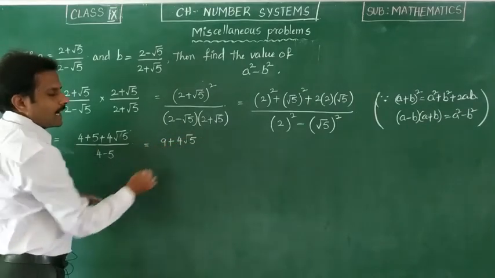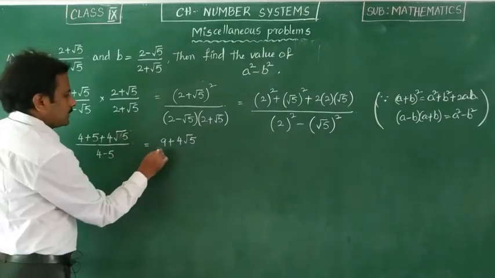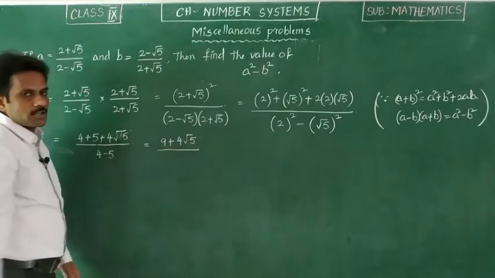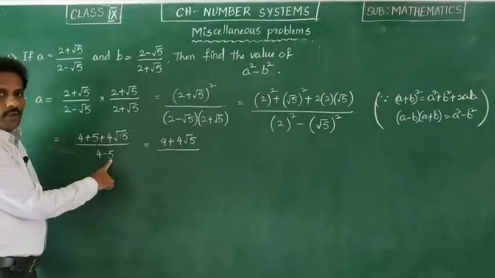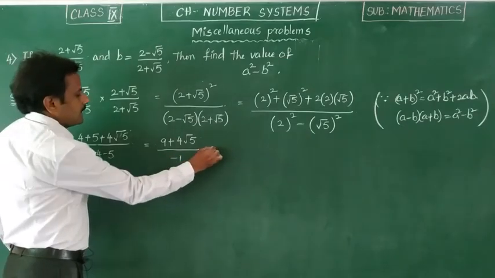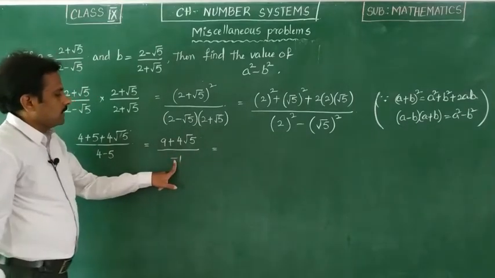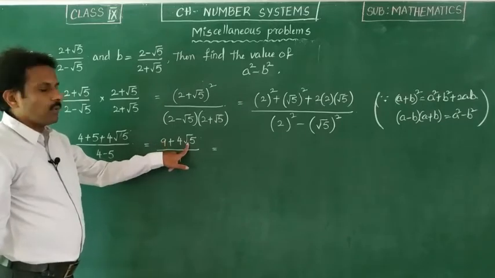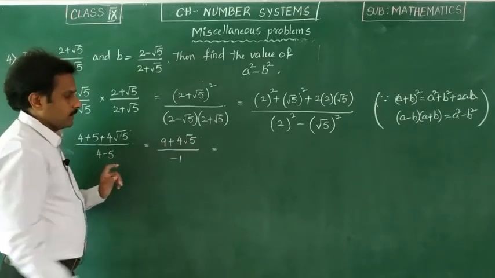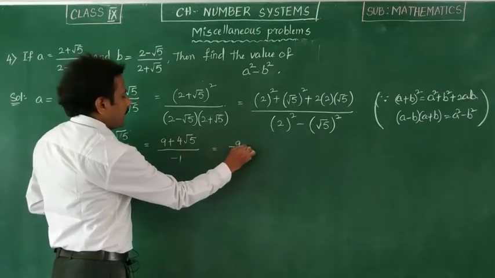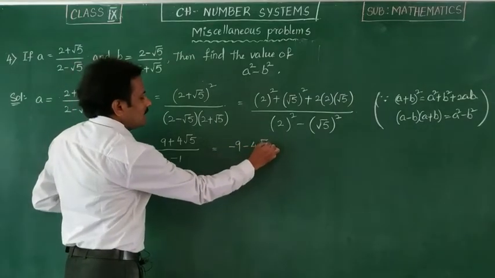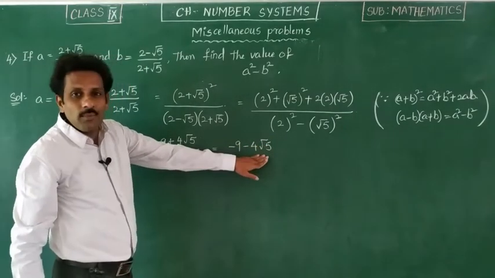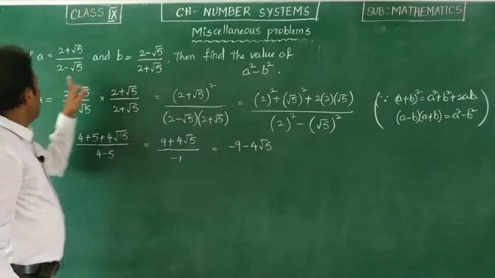These two you should not add, children, because they are unlike terms. This is rational, this is irrational. 4 minus 5 we get minus 1. Since the denominator is minus 1, both 9 and 4 root 5 get the minus symbol. That implies minus 9 minus 4 root 5. What is this minus 9 minus 4 root 5? It is the value of a.